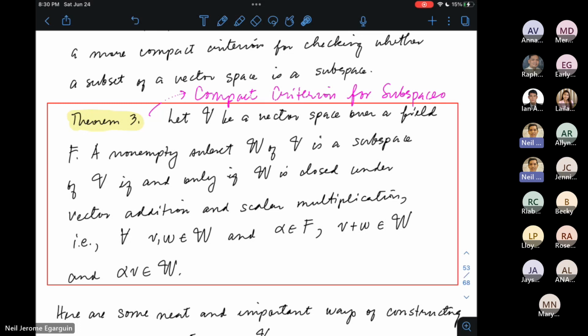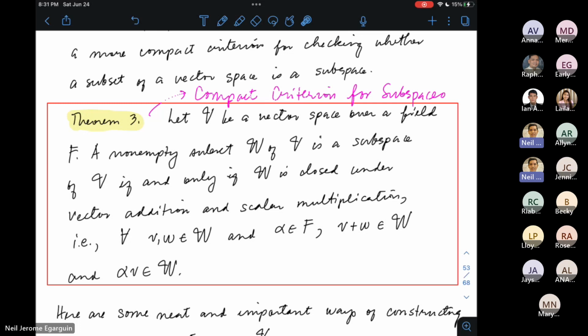Sa homework 2 nga ba? Pero mukhang hindi nyo pa ini-start yung homework number 2, ano? Busy pa kayo sa homework number 1. But if in homework 2, there's a question about showing one thing is a subspace of another, use theorem 3. You don't have to check all the 7 properties plus closure. All you need to do is to check closure.